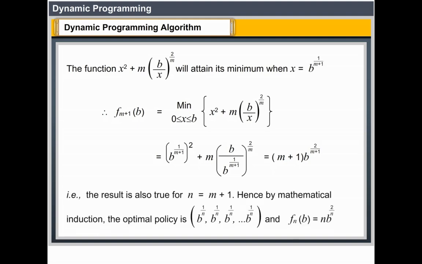That is, the result is also true for n equal to m plus 1. Hence, by mathematical induction, the optimal policy is b power 1 by n, b power 1 by n, b power 1 by n, and so on, b power 1 by n, and f_n of b equals n times b power 2 by n.